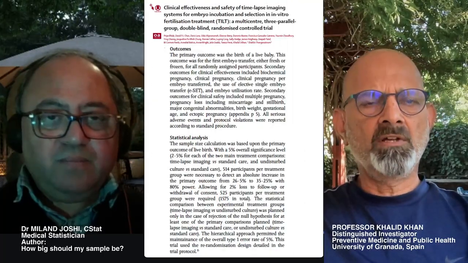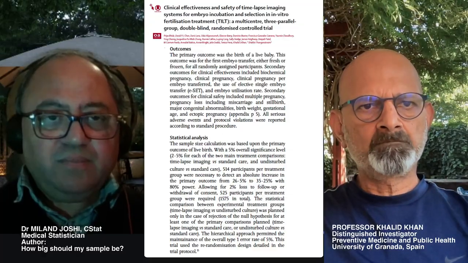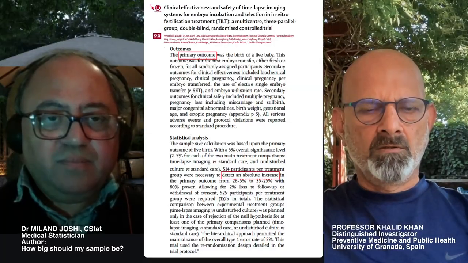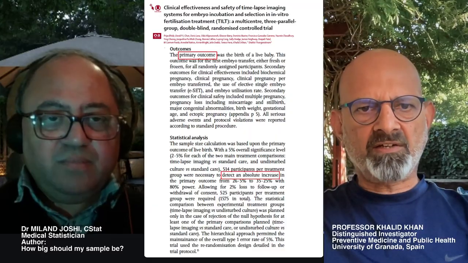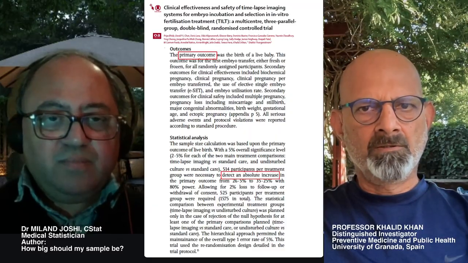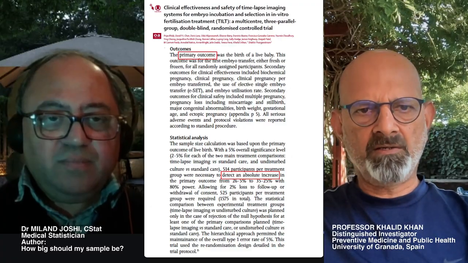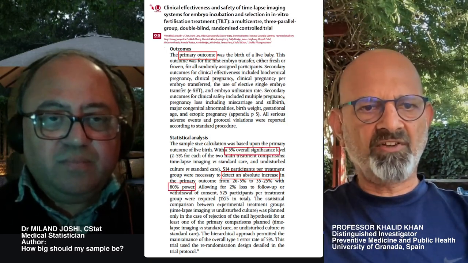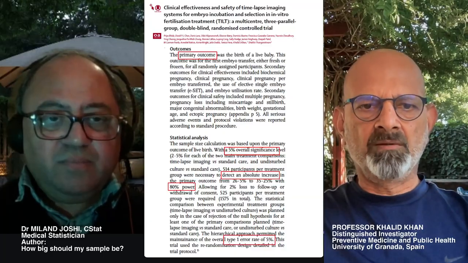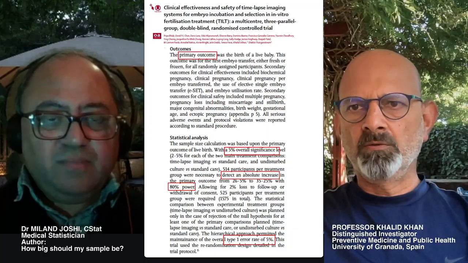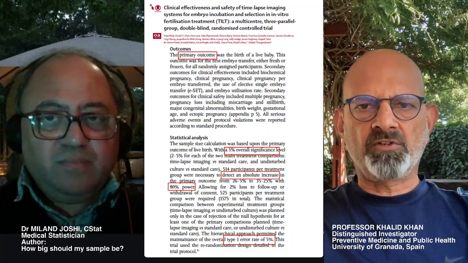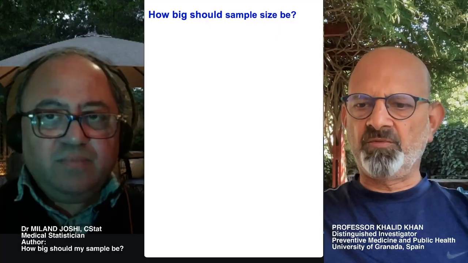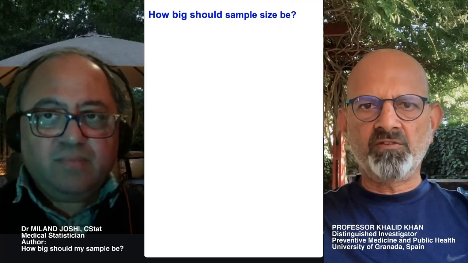So moving on from here, we see a published clinical trial where the methods section refers to the primary outcome, and then it refers to the need to detect an absolute increase in the primary outcome rate when groups are compared. And then for this desired level of increase, a level of statistical significance and power, and uses the term type 1 error. So we hope to get an explanation concerning these concepts from Dr. Miland today. To begin with, how big should the sample size be? That's our question.